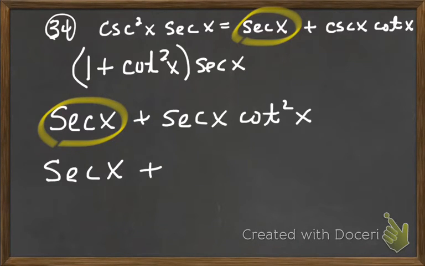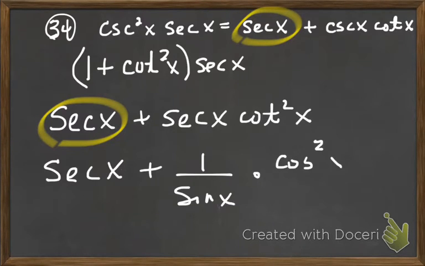How about turning secant into 1 over sine, and turning cotangent squared into cosine squared over sine squared. So we're really just working on the right-hand side here.